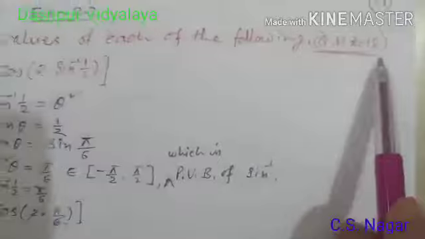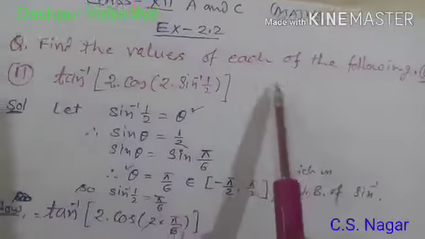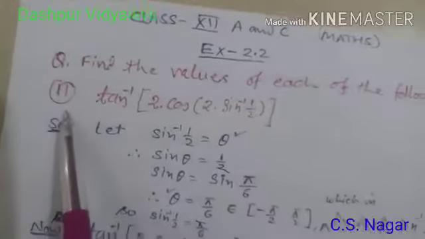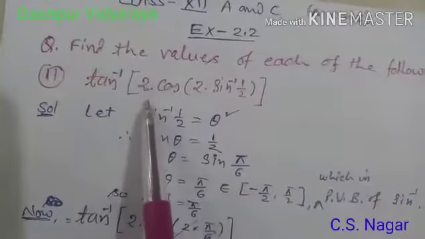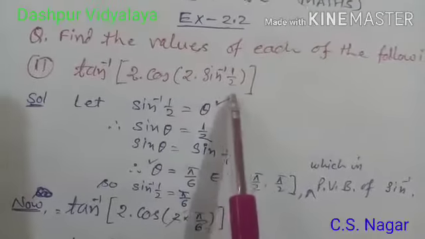Question number 11 to 18. In question number 11 to 18, find the values of each of the following functions. First, question 11: tan inverse of 2 times cos, in the bracket, 2 sin inverse 1 by 2.